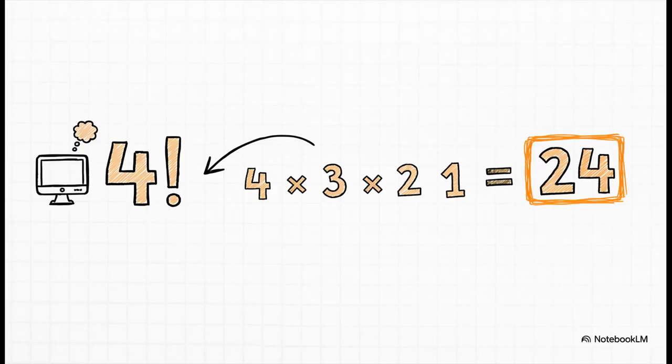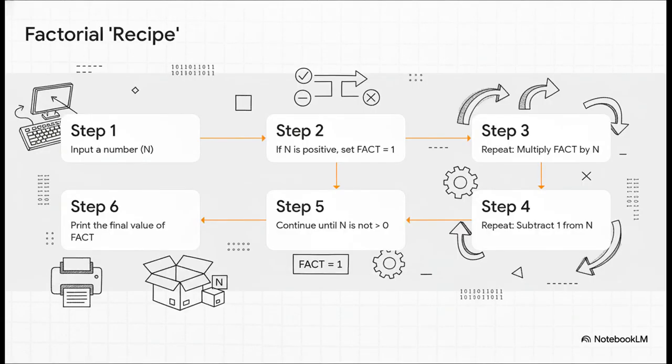We're going to teach a computer how to calculate something called a factorial. Now, hey, don't worry if you've completely forgotten your high school math. A factorial is really simple. It's just a number multiplied by every whole number smaller than it, all the way down to 1. So the factorial of 4 is just 4 times 3 times 2 times 1, which is 24. See? Easy.